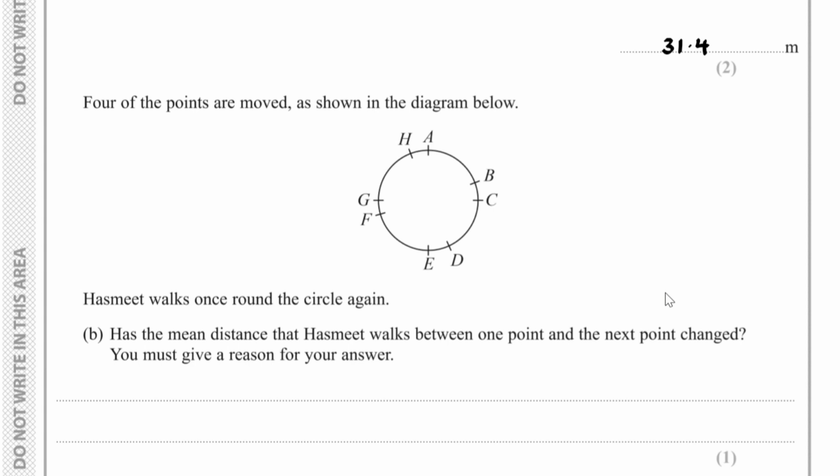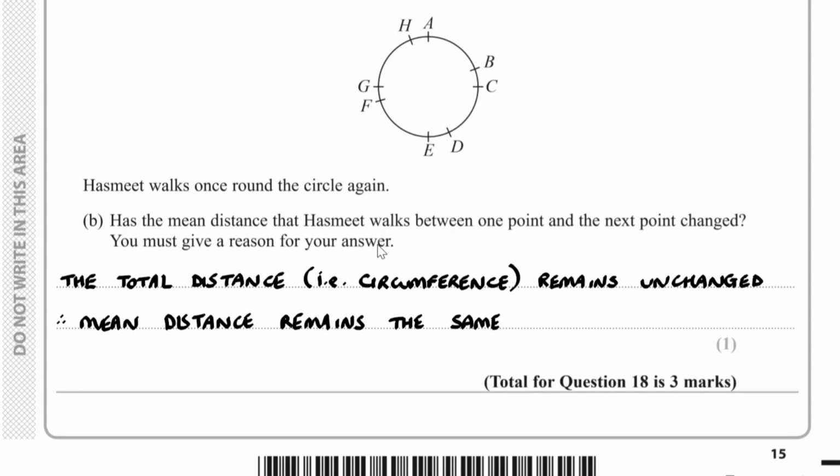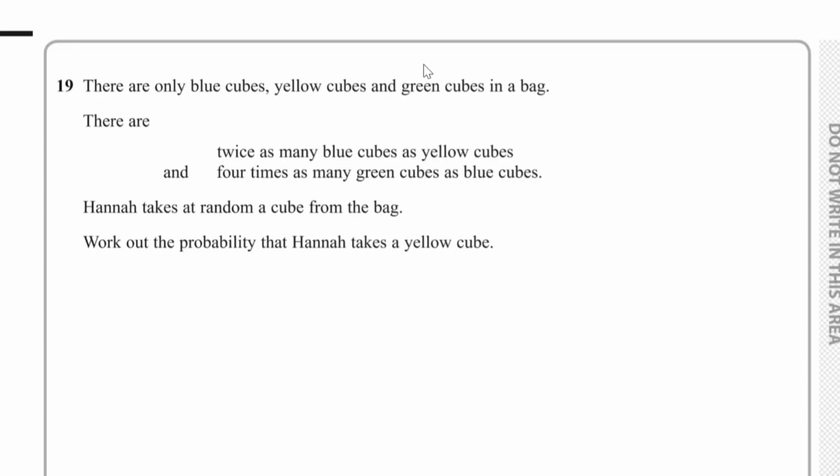And then for the next part, 4 of the points are moved, as we see in this diagram. Hazmeet walks once around the circle again. Has the mean distance that Hazmeet walks between one point and the next changed? You must give a reason for your answer. So the total distance, in other words the circumference, remains unchanged, and so the mean distance remains the same.